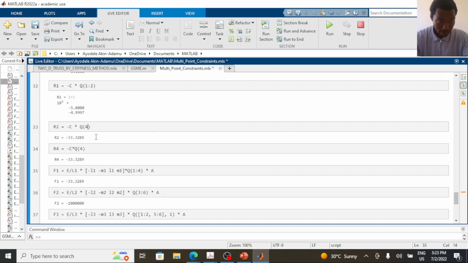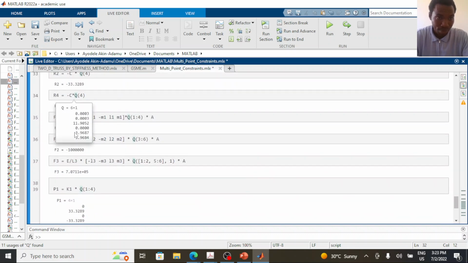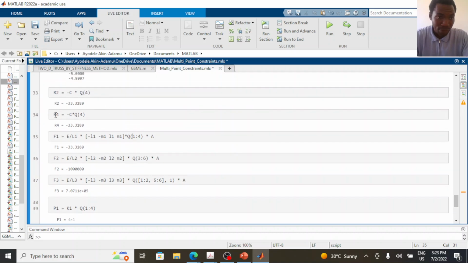So I run this. See, I get a very small value, minus 33.32 newton. So this is the value of the reaction component at node 2, degree of freedom 4, which is what we actually have here in 4 decimal places, minus 0.0003 times 10 to the power 5. At position 4, let's call this R3, not 4, R3, the reaction component at node 3. So you multiply this C component, that is our last stiffness, multiplied by the displacement quantity at 5 and 6. 5 and 6 are the displacement quantities at node 3.